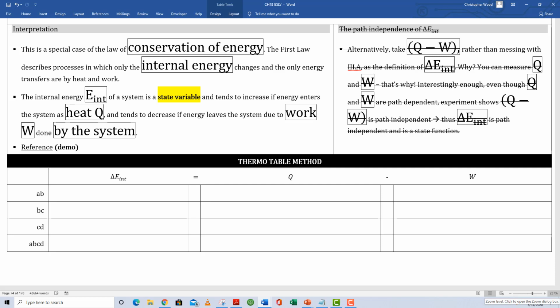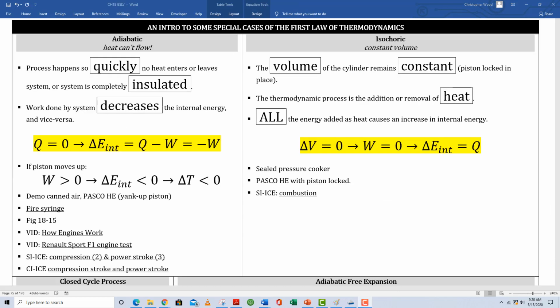You'll need to use a thermotable, so mastering it isn't really a luxury, it's a requirement. Time to introduce 6 thermodynamic processes. The first one is adiabatic. Adiabatic means heat can't flow. There are 2 ways an adiabatic process can happen. A process could happen so quickly no heat enters or leaves the system, or the system is completely insulated.